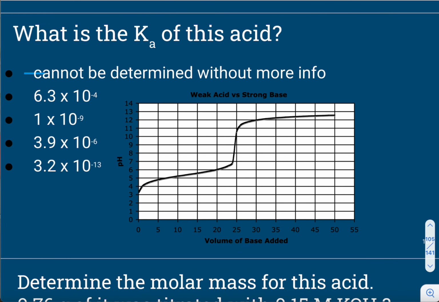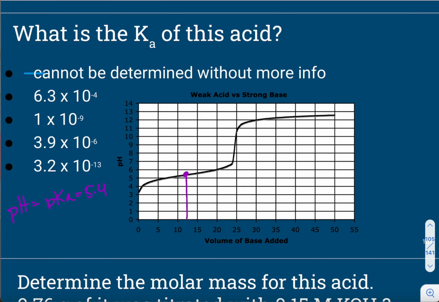So next one, what is the Ka of this acid? If we look at the equivalence point, it is at 25. So if we look at the half equivalence point, let's say right about here, 5.4, not quite 5.5, so 5.4. That would be the pKa. So the pH would be equal to the pKa, so that would be equal to 5.4.